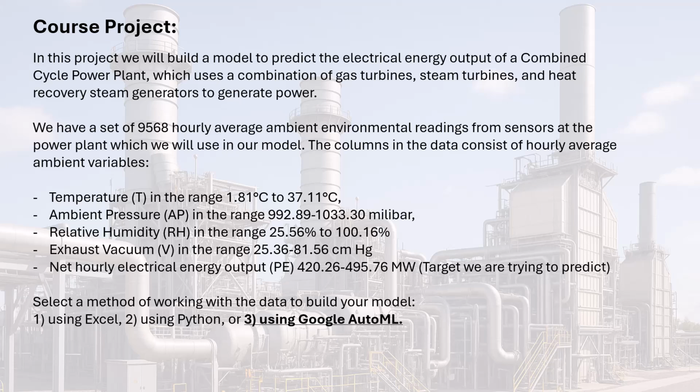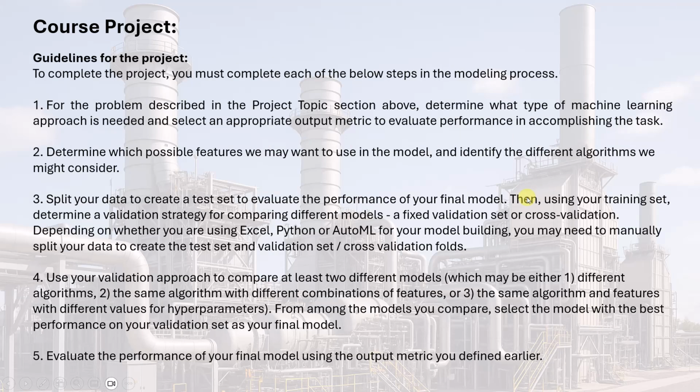As a selection of working method, there are three options. First is using Excel, second using Python, third using Google AutoML. In this assignment, I selected number 3, using Google AutoML. So each of the below steps I have to run in the modeling process. All steps have to be completed.